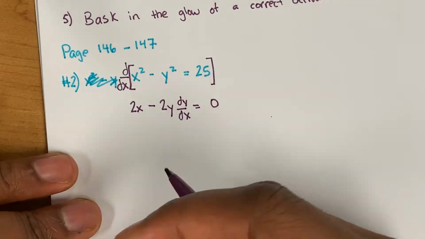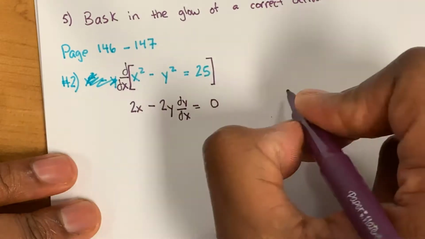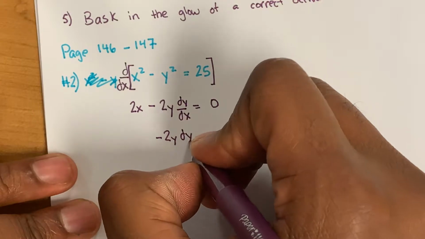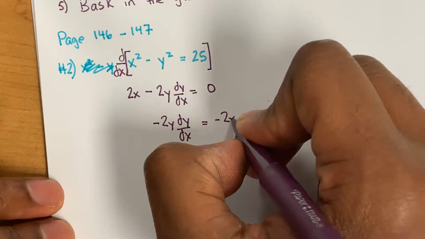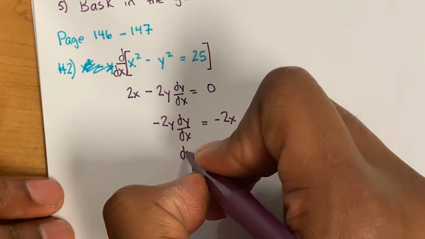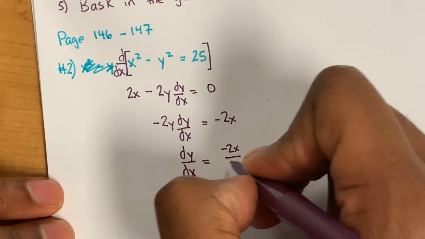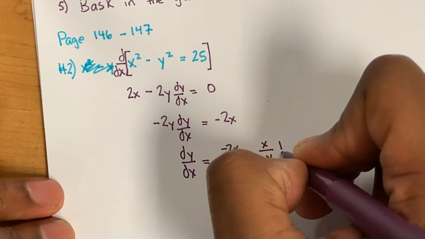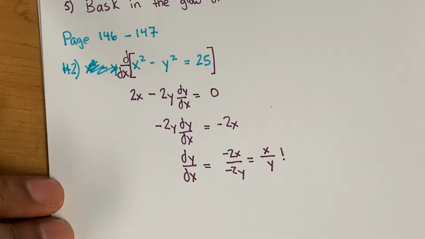So then we want to group our dy dx's on one side. So imagine we move the 2x to the right side, we would get negative 2y dy over dx equals negative 2x. And so to finally solve for dy over dx, we divide by negative 2y. So we get dy over dx is negative 2x divided by negative 2y, which is just x divided by y. So now we bask for a moment, and then we move on.